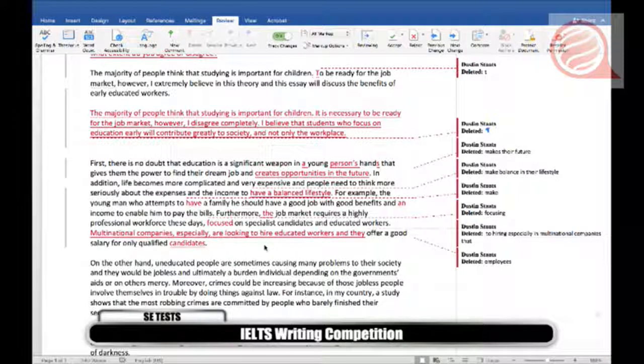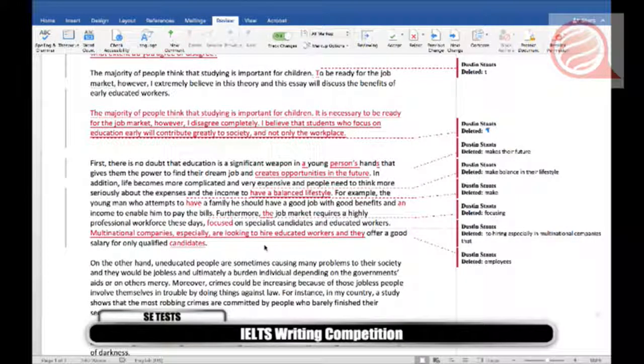Okay, so candidates we would use instead of employees, because a candidate is someone who is possibly going to be hired. Okay, an employee is someone who is hired. So if they're offering a salary, this is to someone who may get hired. Okay, so we have our next body paragraph.